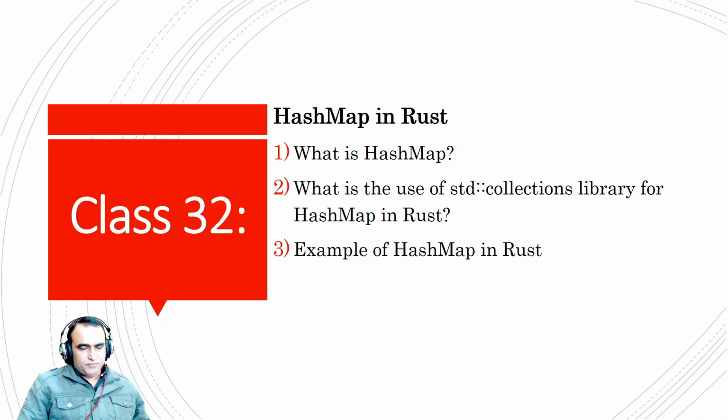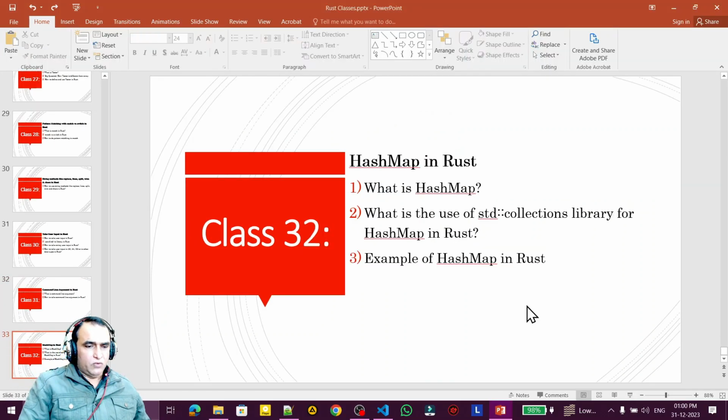So what is HashMap? HashMap, just like in Java collection, we have key value pair of information storing. Like we have dictionary in Python programming language and we have object in JavaScript programming language. Similar to that, we have a hash map. So how to use this, we are going to understand.